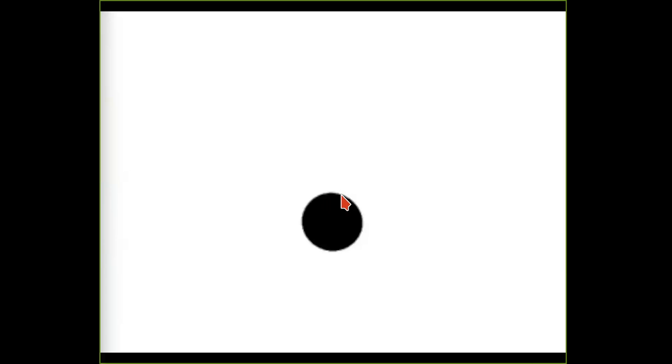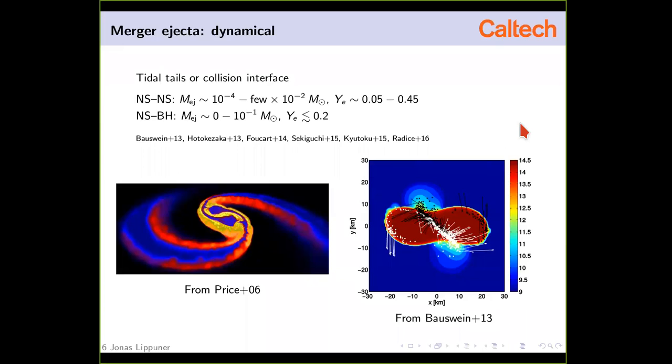So that was the tidal tail ejecta. Then there's another type of dynamical ejecta that's shown in the figure on the right, and that only happens when you have two neutron stars. As they collide at almost the speed of light, in the interface where they collided, they basically squeeze out mass from that interface. And so that's another way that you can get this dynamical ejecta that happens right at the merger.